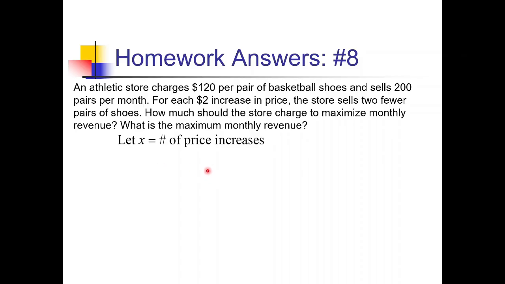So for the price, we're starting with $120 and we're increasing it by $2 x number of times. So we can write 120 plus 2x, and that will give us the price after however many increases we want to do. Now we also have to multiply this by the number of shoes sold. Initially that was this 200 here, but we're losing 2 shoes every time we increase the price. So 200 minus 2x would tell us how many shoes we actually end up selling then.